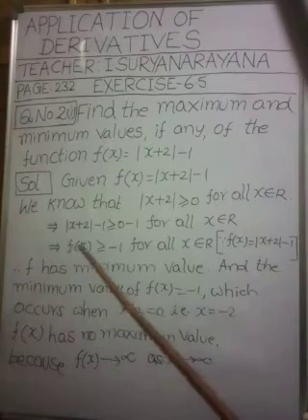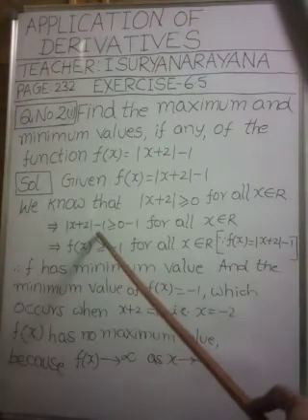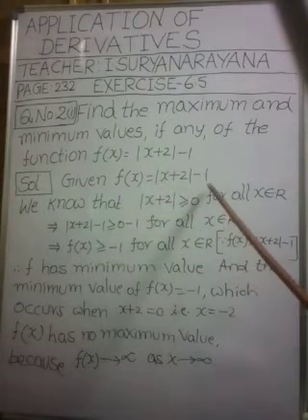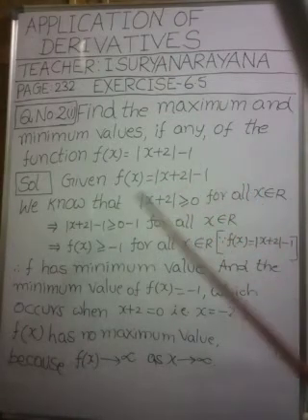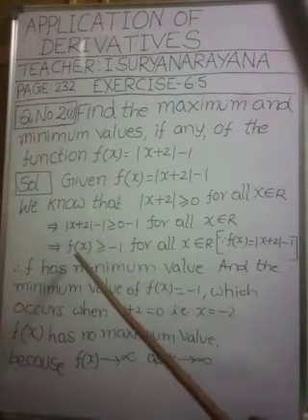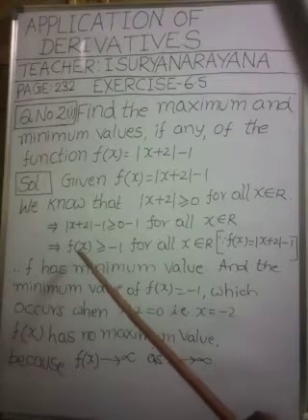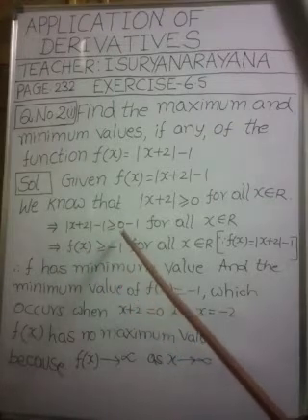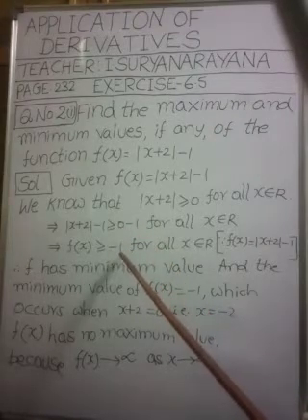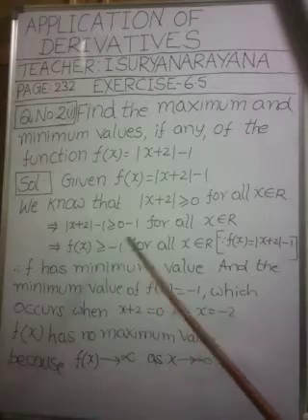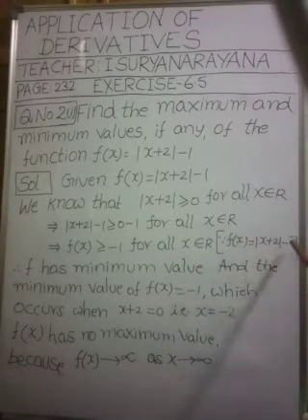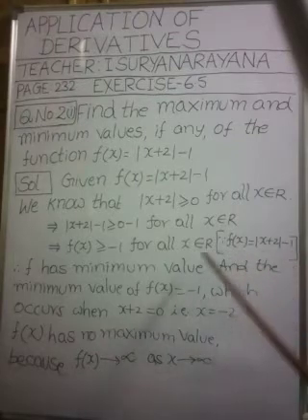This implies if we observe LHS, it is nothing but f of x. See here, f of x is equal to mod x plus 2 minus 1. So in the place of this function, we write f of x. Greater than or equal to, what will you get here in RHS? 0 minus 1. What is the value of 0 minus 1? Yes, minus 1. For all x belongs to R, because f of x is equal to mod x plus 2 minus 1. Understood this step, my children?